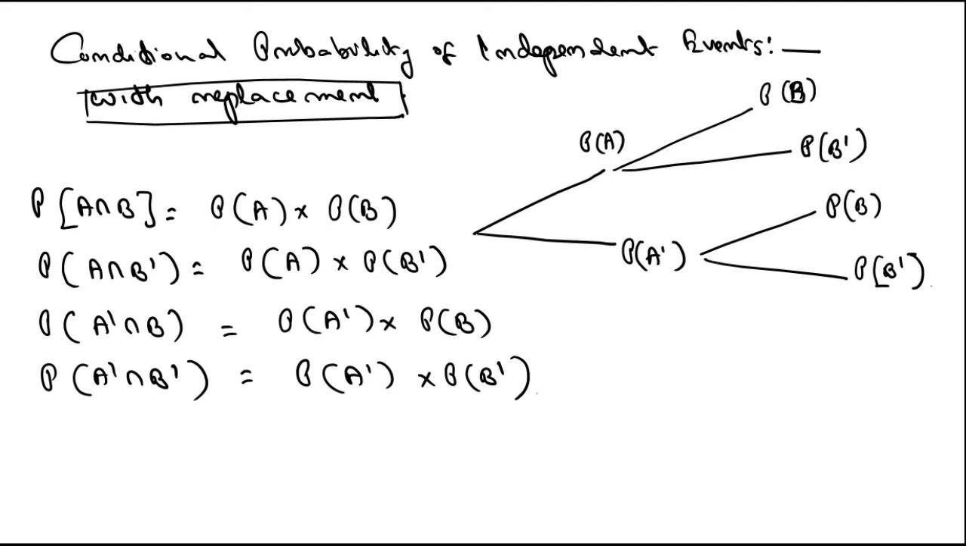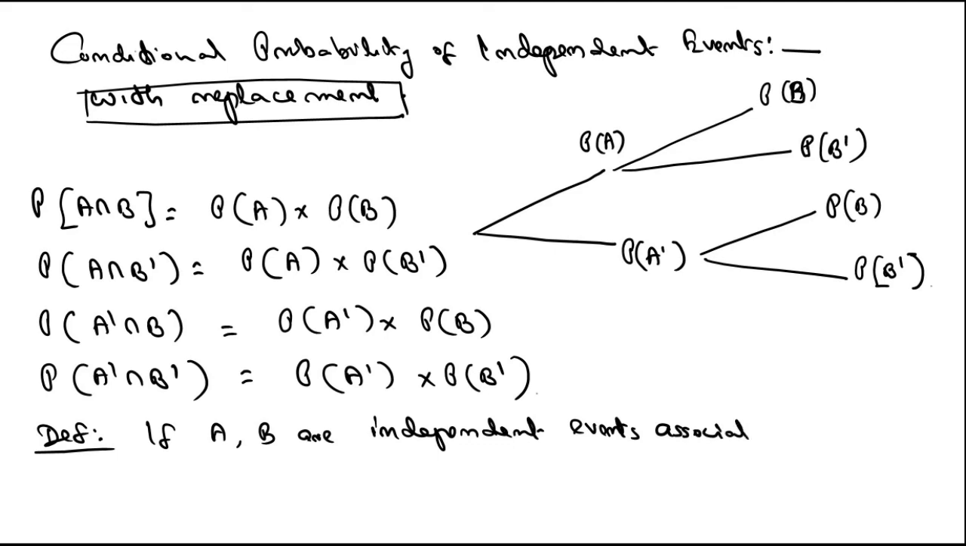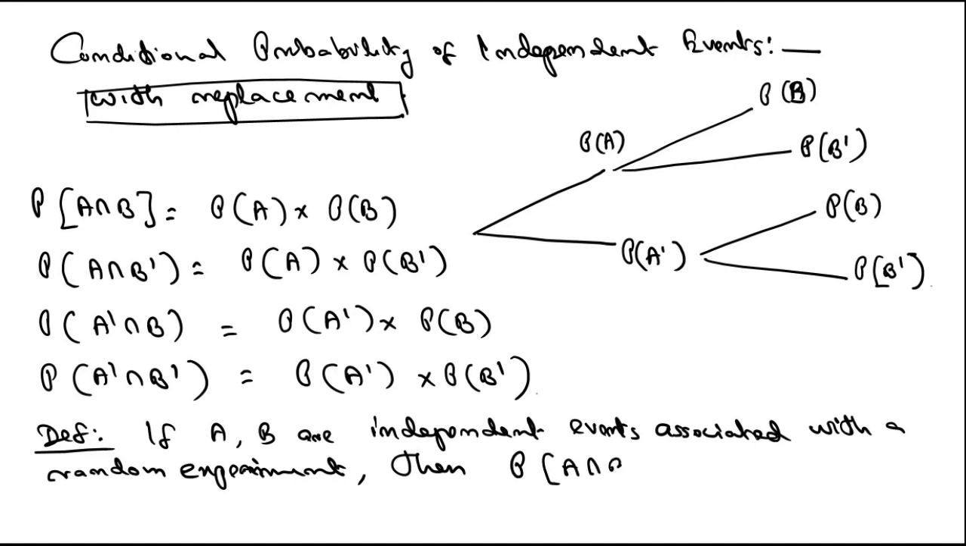So here we will state the definition. If A and B are independent events associated with a random experiment, then probability of A intersection B equals probability of A times probability of B. So this is your multiplication theorem of independent events, and the other one we have learned is the multiplication theorem of dependent events. So it is affecting the probability.